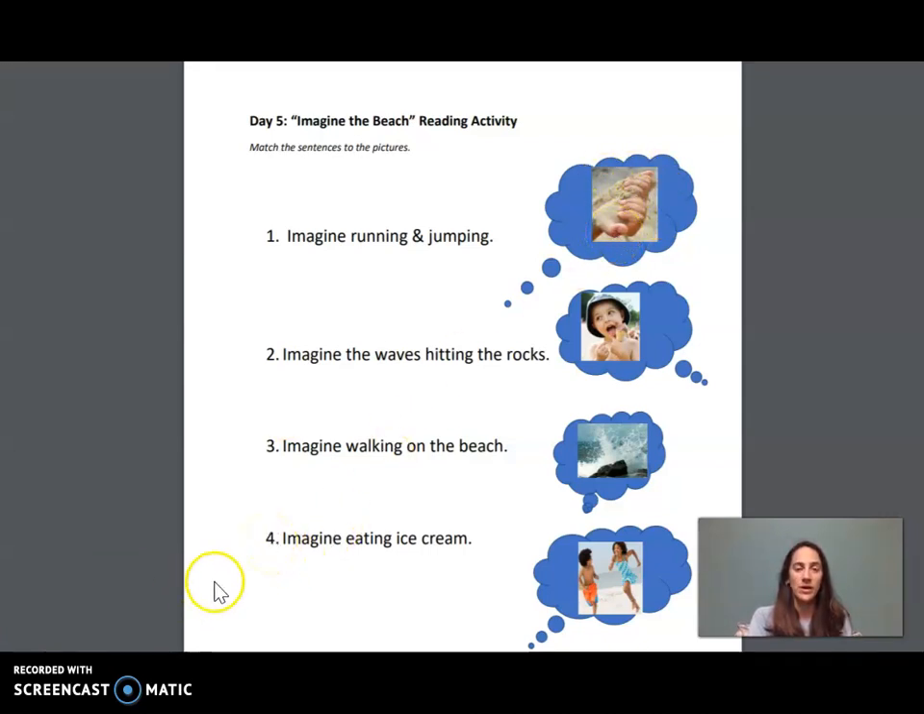Number 4, you read it. My turn. Imagine eating ice cream. Find the picture. Yes, right here. Great job. Now let's read it together. Imagine eating ice cream.